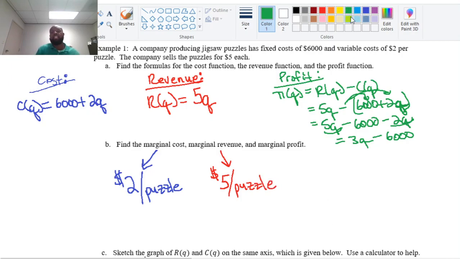And then last but not least, my marginal profit. My profit function is also linear. Since marginal represents a rate of change, and the rate of change in a linear function is the slope, I find that the slope is 3. My output variable is profit, which is in dollars, so it's $3. Then I divide that by my input variable, which is the puzzles, because we have our quantity. So dollars per puzzle. That's my marginal information.